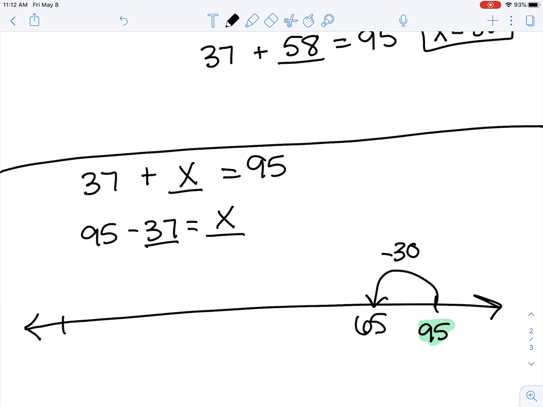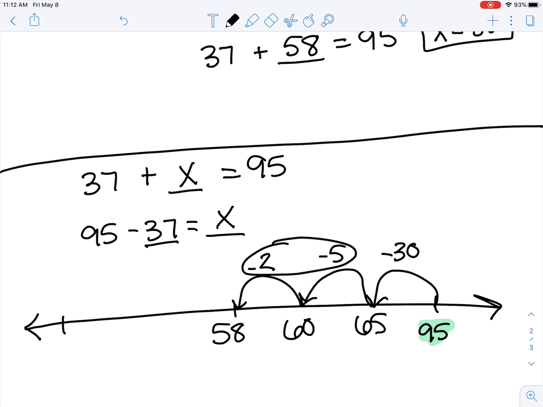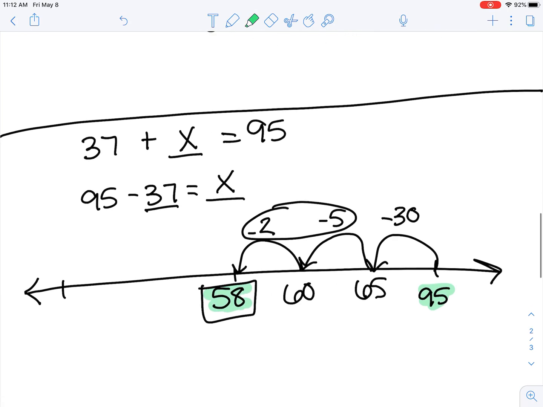Now I need to take away 7 more. So instead of just jumping back a 7, I want to, again, make sure I'm using strategies and getting to friendly numbers. I'm first going to jump back 5, which will get me to 60. Then I can jump back 2 more. There's my 7 to get to 58. So notice, again, our answer didn't change because x still equals 58. We just solved it in a different way, which also works perfectly fine. So whichever way makes more sense to you, you can go ahead and do it that way. Great job, boys and girls.